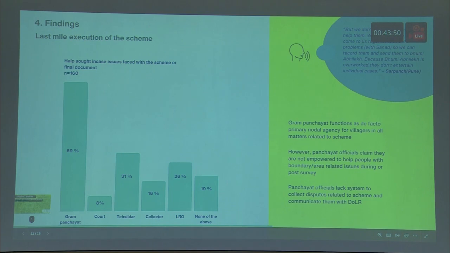However, Panchayat officials in our interviews said that they did not feel very empowered to help people with any kind of disputes relating to boundaries or any questions or issues they might have regarding the scheme. Panchayat officials also said that they lacked systems to communicate to the Department of Land Records about all the issues coming to them, because of which they were sending the people directly to the Department of Land Records, which made the process slightly longer for everyone.